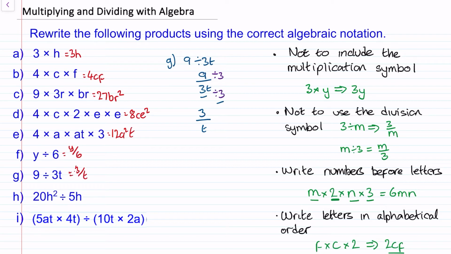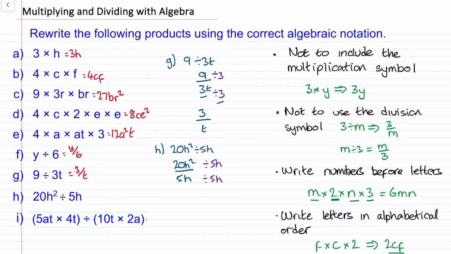Okay, so do you want to try and simplify the expressions in questions H and I? You can pause the video and resume it when you're ready. Okay, for question H, so we'll write it as a fraction. We have 20h squared on our numerator and 5h on the denominator. We can simplify this fraction. We'll divide the numerator and denominator by their highest common factors, which are 5h.